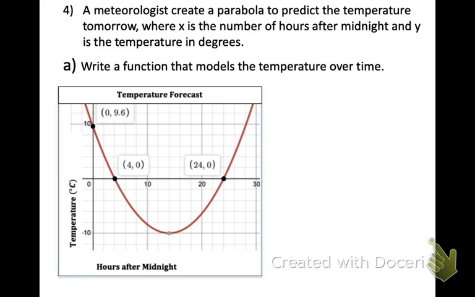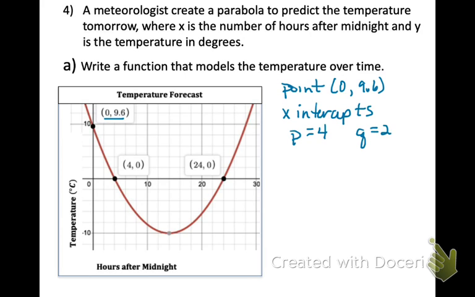Here's a real-life situation. A meteorologist creates a parabola to predict the temperature tomorrow, where x is the number of hours after midnight and y is the temperature in degrees. Write a function that models this temperature over time. So if you look at your graph, you need to figure out what information you're given about this situation. Notice that we have two x-intercepts, and then just another point value. So the point is 0, 9.6, and then our x-intercepts are 4 and 24.